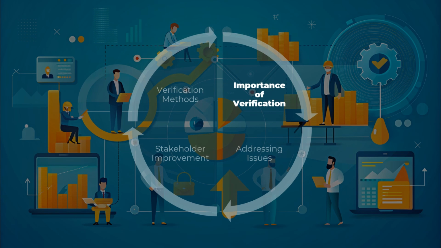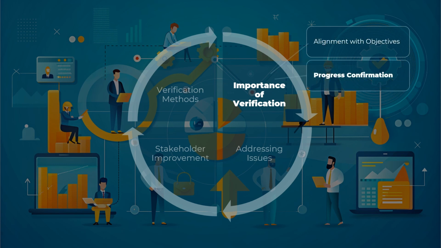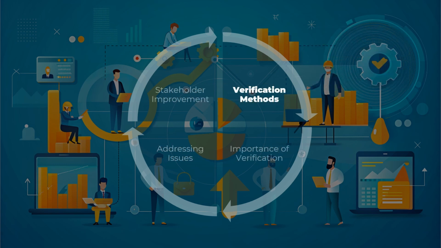Verifying project scope is critical for several reasons. First, it ensures alignment with project objectives. Verification confirms that the deliverables meet the agreed-upon requirements and are in line with the project's goals. Second, it provides process confirmation, ensuring that all steps and procedures have been correctly followed and that the final outputs are as expected. Various methods can be used to verify project scope.